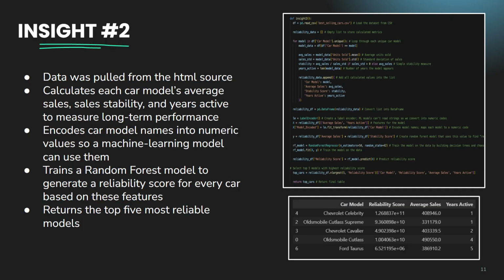For insight number two, this was also from the HTML source, but we basically calculated how reliable a car is based on the score that we created. So it measures average sales, sales stability, and years active to measure the long-term performance of each car.